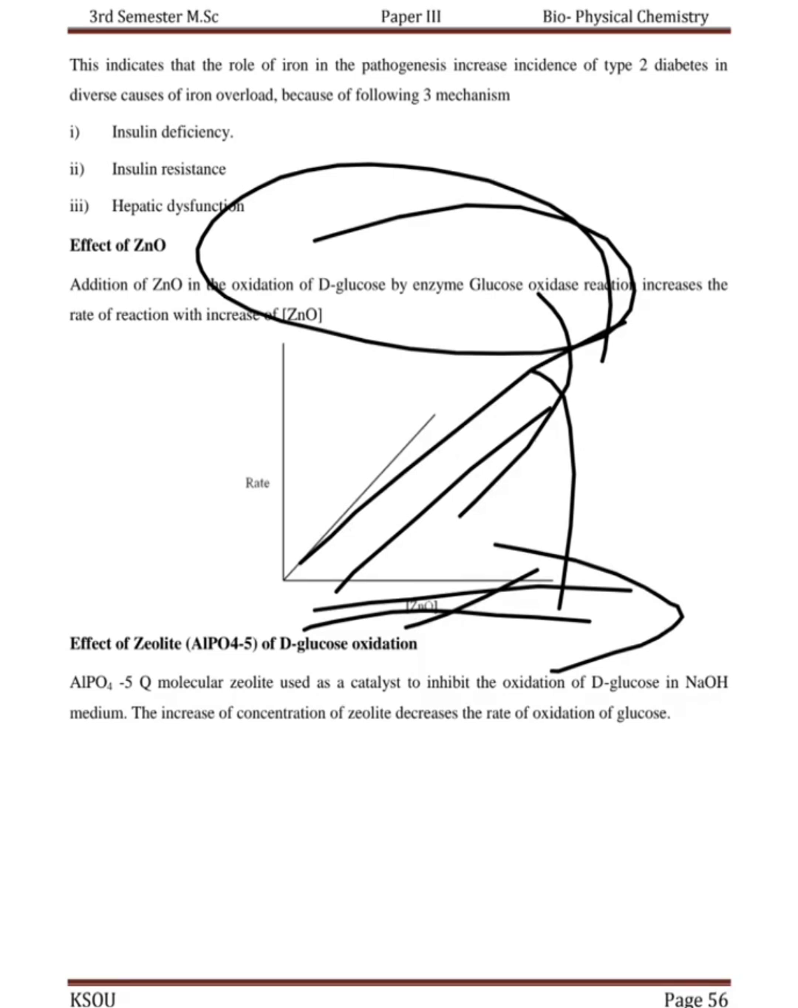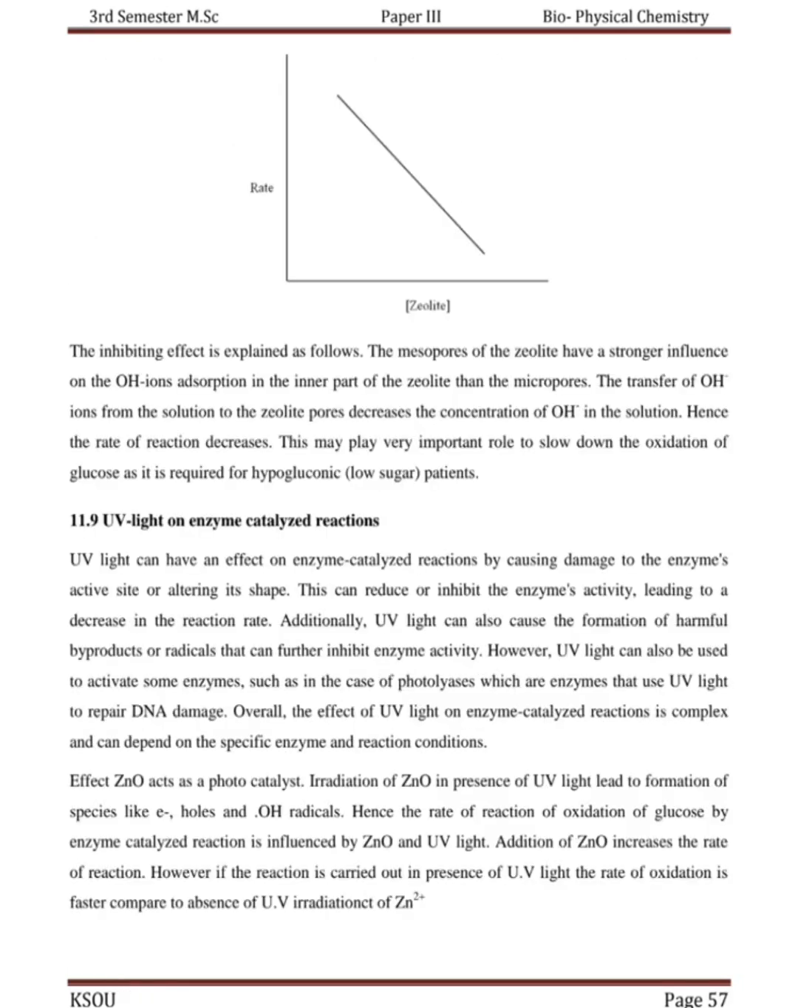And next, with respect to the effect of zeolite, aluminum phosphate is used as a catalyst to inhibit oxidation of glucose in the presence of sodium hydroxide medium. So when aluminum phosphate is added, the rate of reaction will decrease. Why? In the presence of NaOH, the transfer of OH minus ions from the solution to the zeolite pores decreases the concentration of OH minus in the solution. Hence the rate of reaction also decreases.